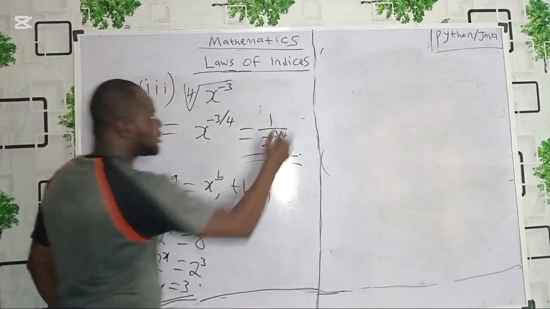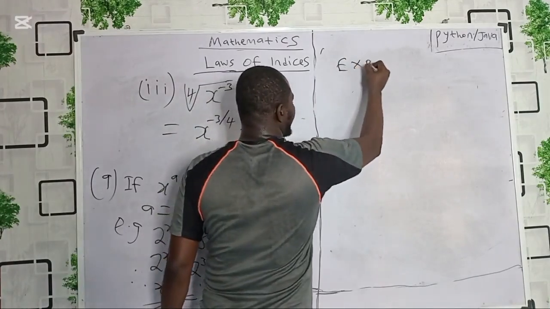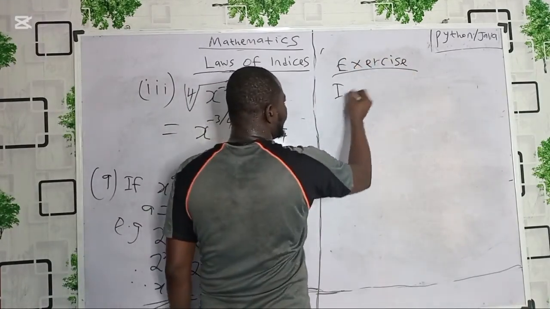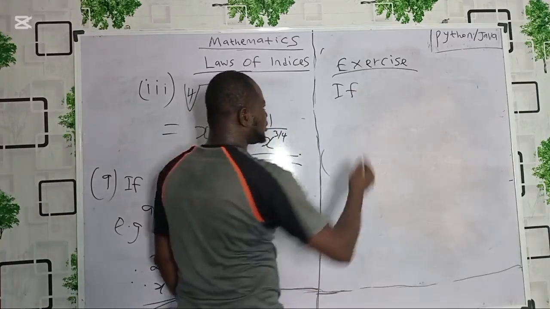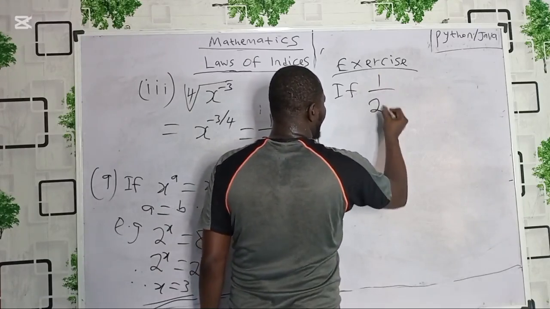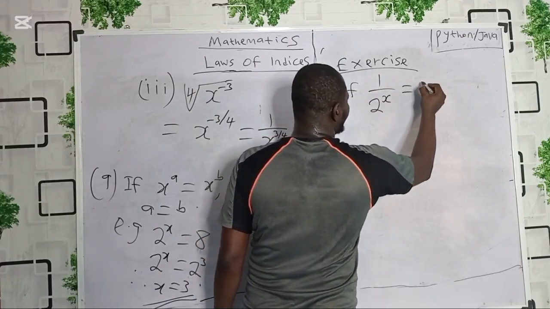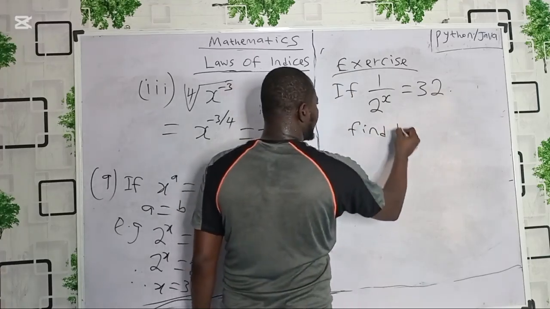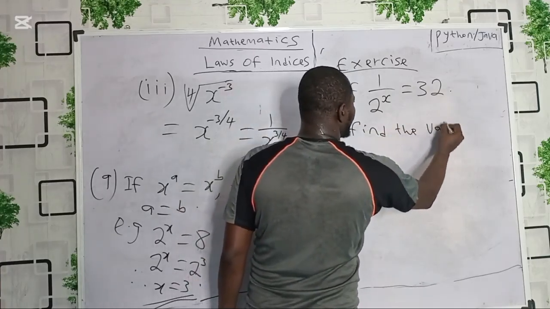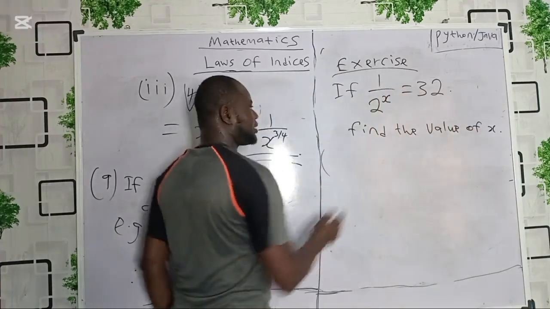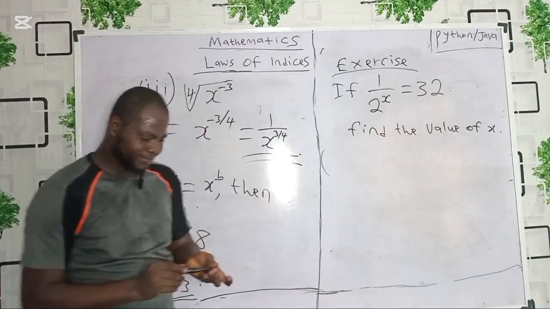But before we go, let me give you this exercise. Okay, exercise. If 1 all over 2 raised to power x is equal to 32, find the value of x. Find the value of x that satisfies this equation.